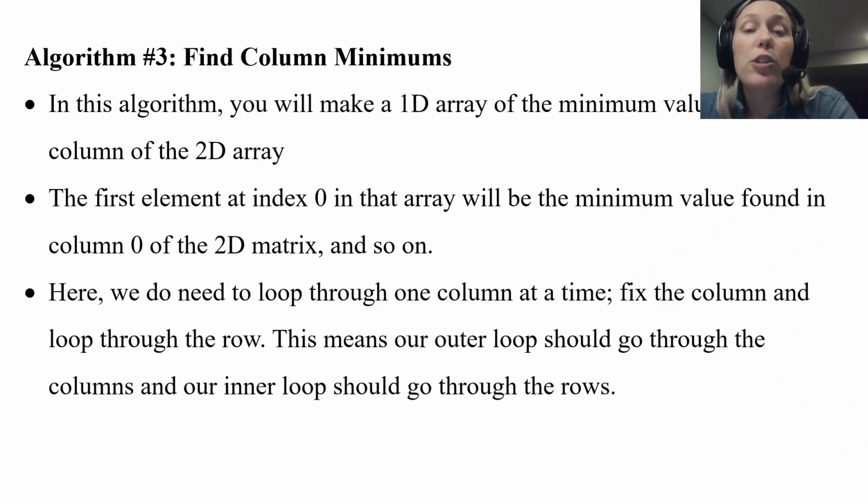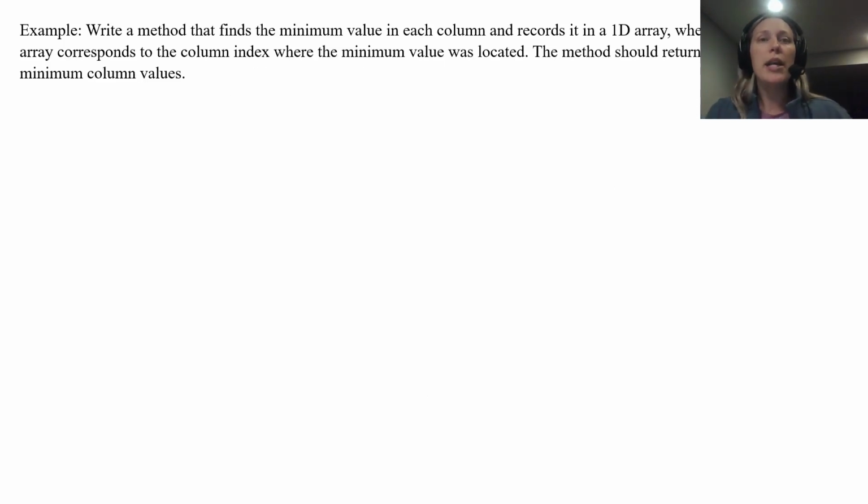Here, we do need to loop through one column at a time. This is where we are going to go through in column major order. We're going to fix the column and loop through the rows, so the outer loop goes through the columns and the inner loop goes through the rows. Here would be the instructions: write a method that finds the minimum value in each column and records it in a 1D array where the index of the 1D array corresponds to the column index where the minimum was located. The method should return the 1D array of minimum column values.